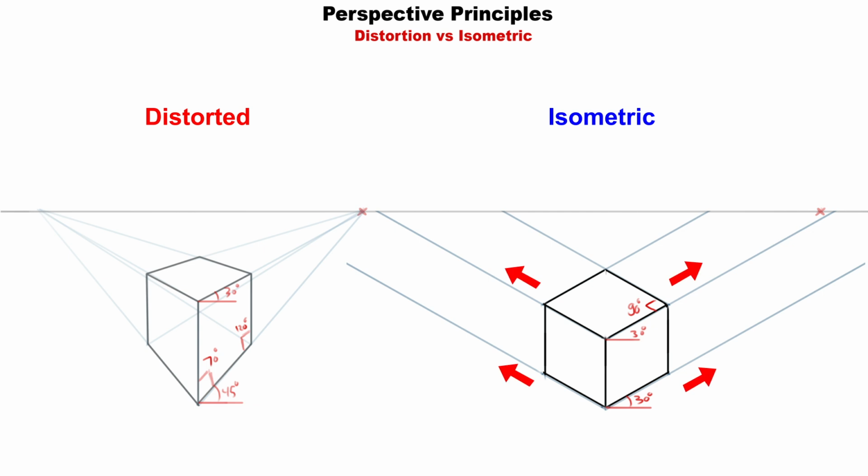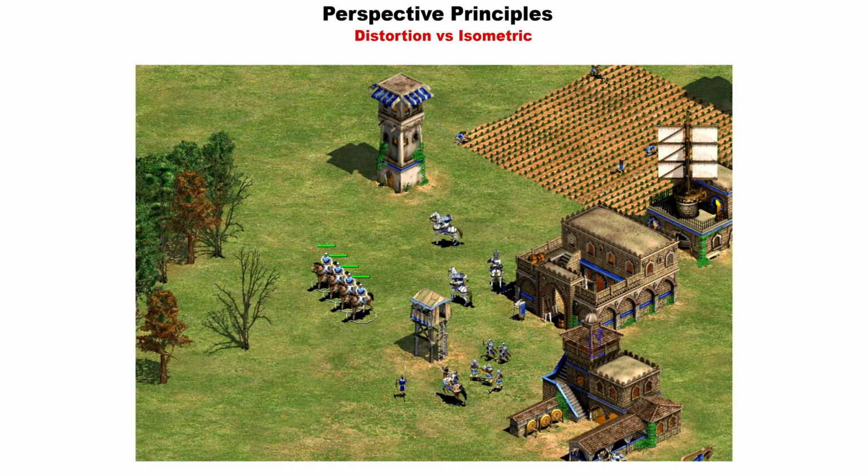In this perspective, parallel lines remain parallel throughout, allowing you to move the object anywhere in the drawing without altering its size. This is why it's often used in video games and tabletop gaming, as we said before, because objects or characters maintain a consistent size, regardless of their placement on the screen.